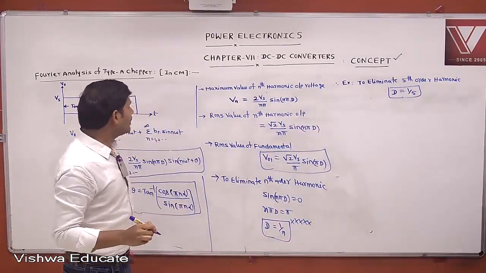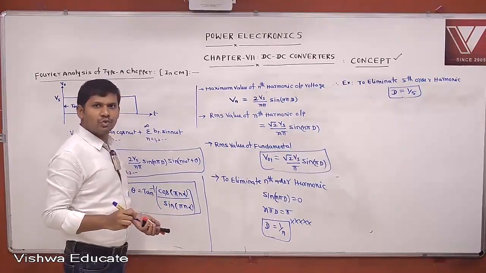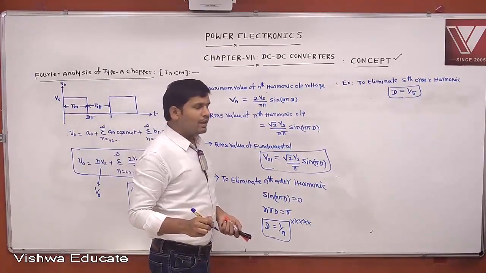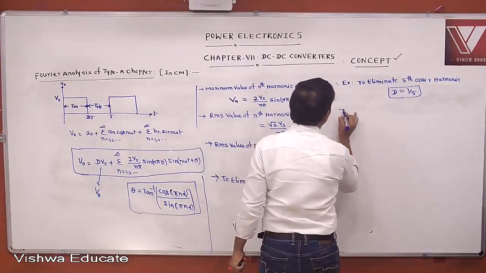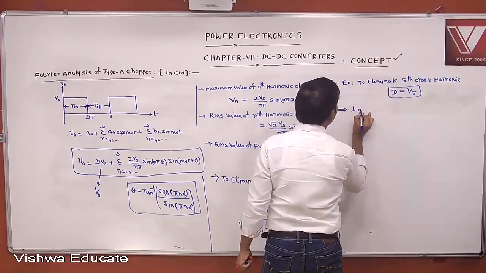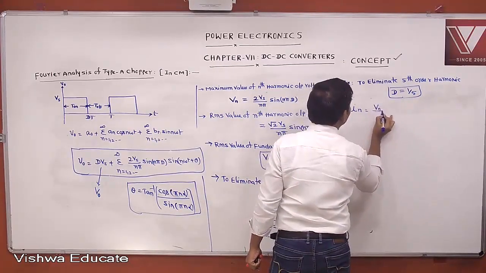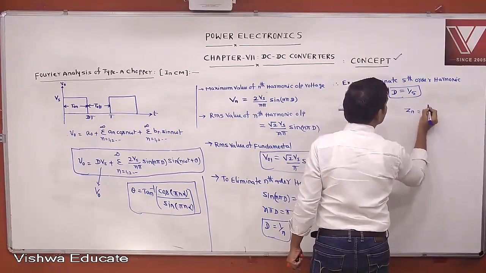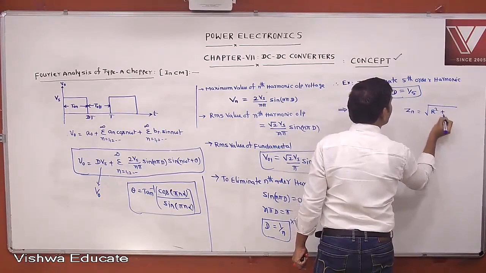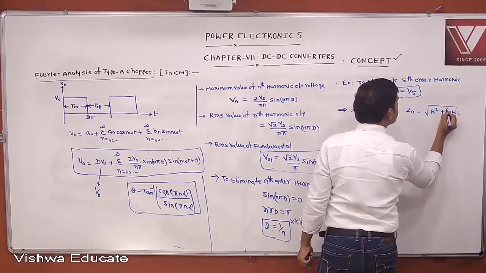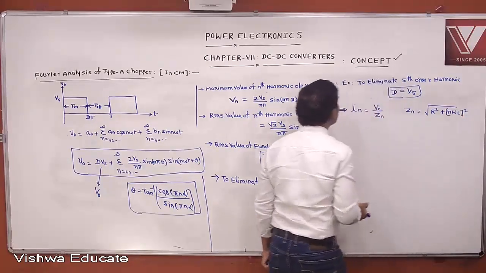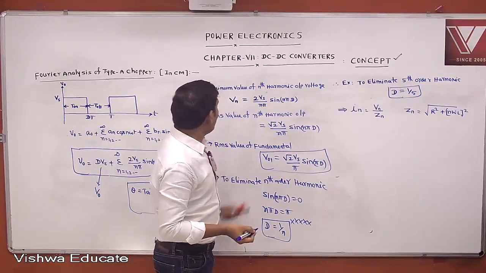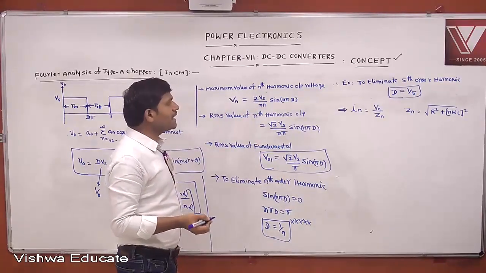Like this, that is the Fourier analysis of type A chopper. Then how to write the nth order harmonic current? In equal to Vn by Zn. If it is RL load, Zn equal to square root of R square plus n omega L whole square. Then what is Vn? That is 2 Vs by n pi sin n pi d.